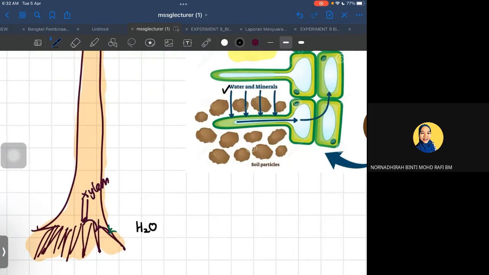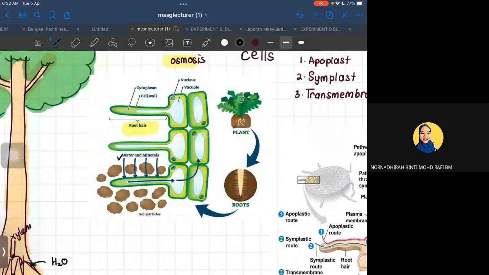Okay, water will be absorbed into the root hair cells. Memang kita akan gunakan root hair cell lah sebab basically root hair cells ni adalah specialized root cell atau specialized plant cell which is important to increase the surface area for the absorption of water and also mineral ion here.